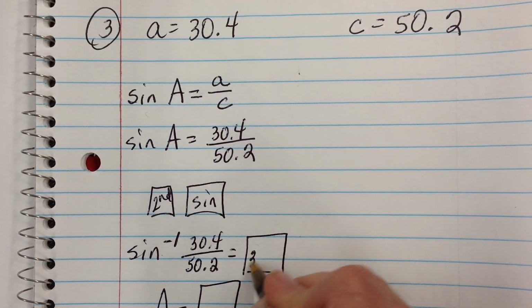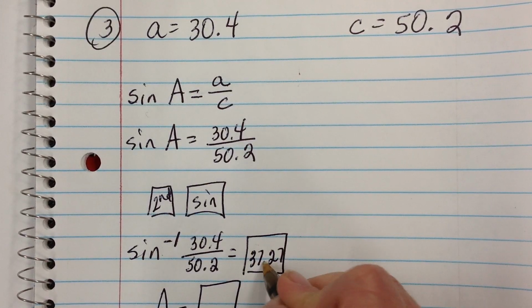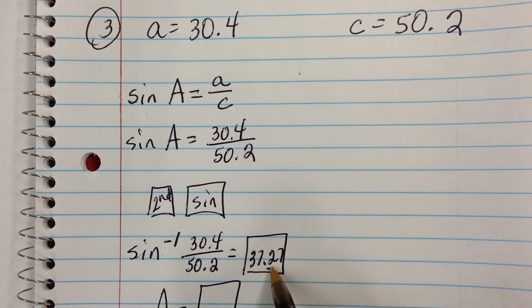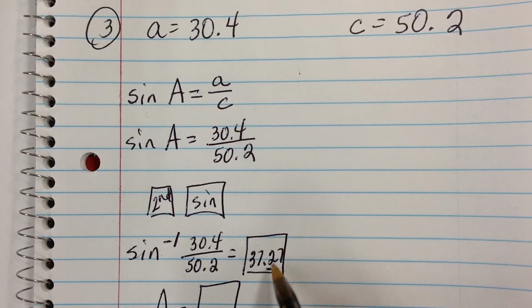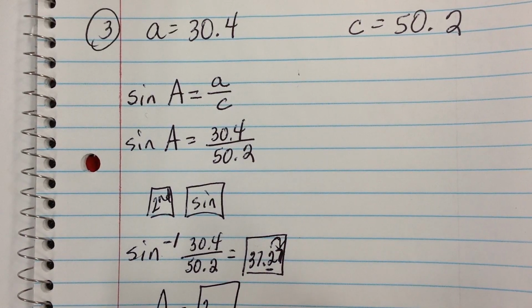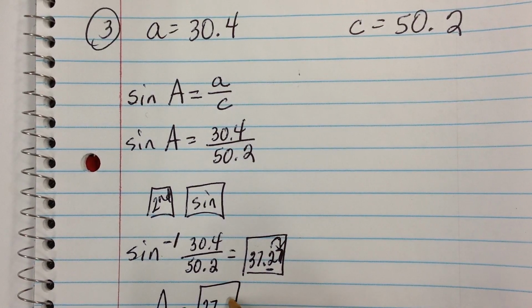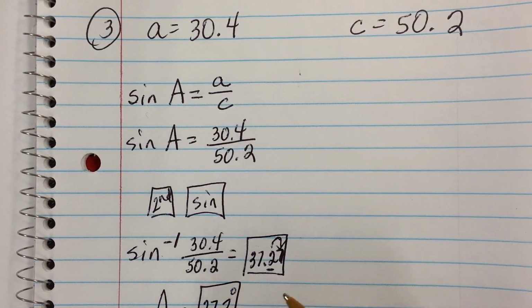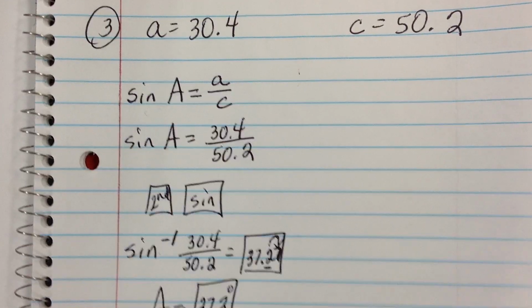So I end up with 37.27. So does this 2 need to stay a 2 or does this 2 need to become a 3? If it's 5 or greater on the right, the 2 becomes a 3. And I have a 7. So it's 37.3 degrees. So angle A is 37.3.